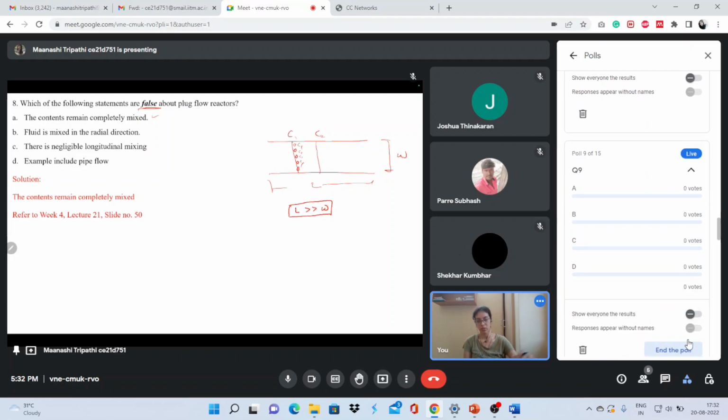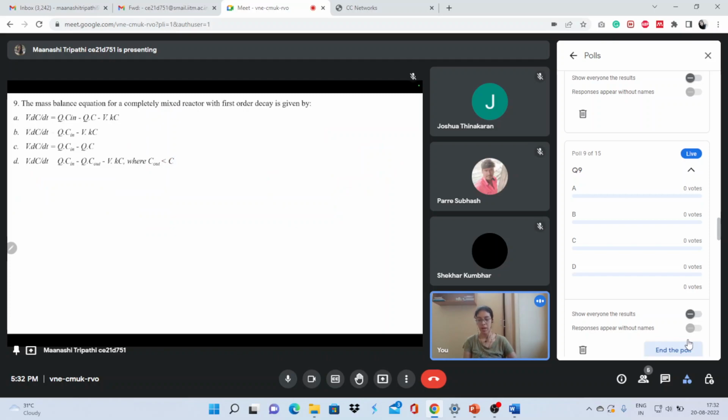Moving towards next question. The mass balance equation for a completely mixed reactor with first order decay is given by, you have to tell this question. This is a reactor. Here Q is going in and concentration is C in. Here the Q is coming out and the concentration is C.